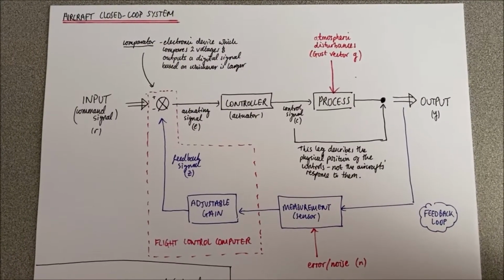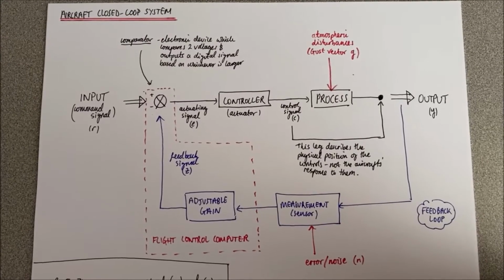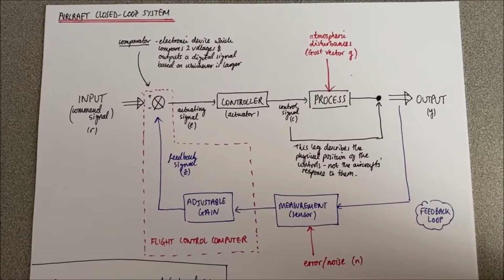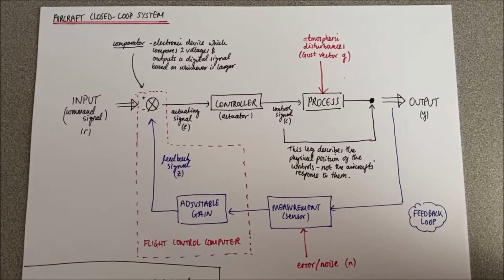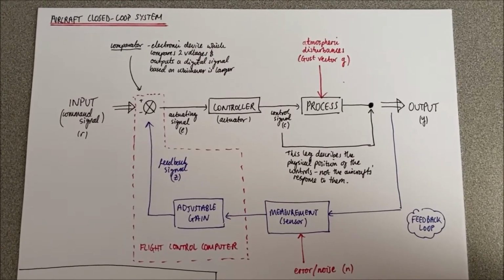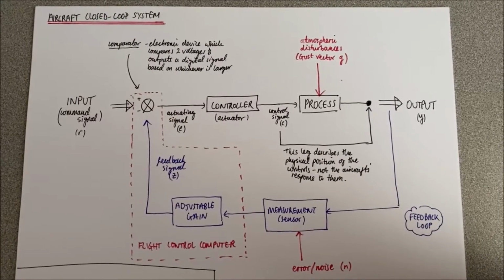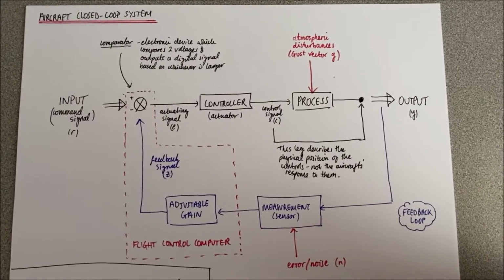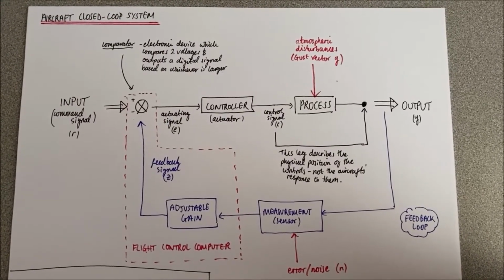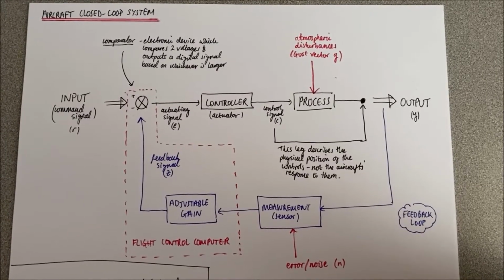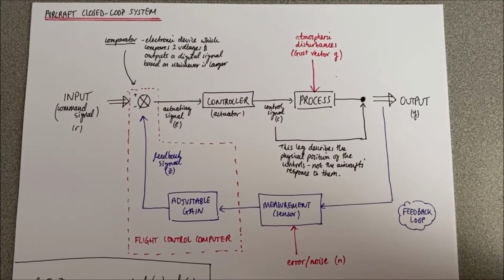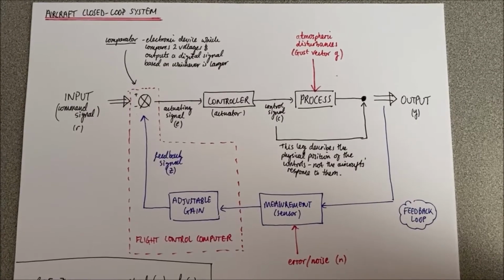So in reality, there are actually a number of other factors which affect the closed loop control system of an aircraft. Most notably, any atmospheric disturbances, for example, if we're flying through turbulence, and also our feedback loop, which relies on the accuracy of our sensors.